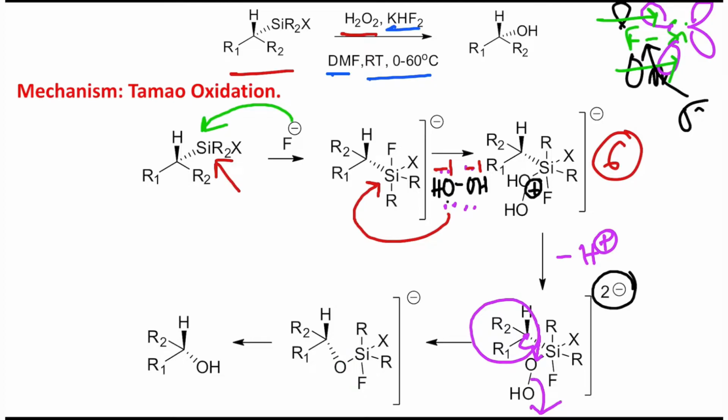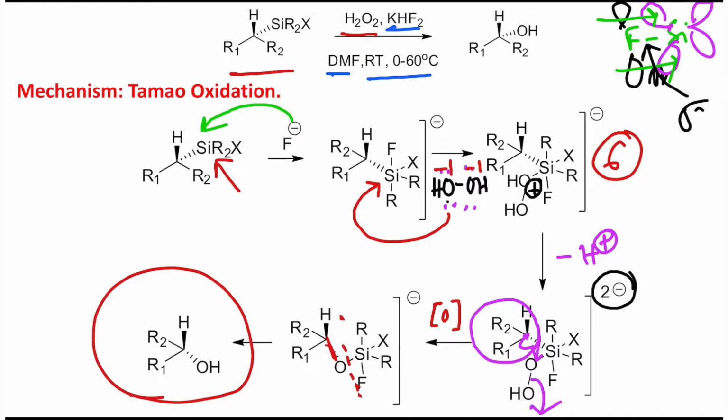And students, whenever you draw any migration, please try to keep everything as it is and only change which bond is broken and which bond is made. In this way you can reduce the chances of mistakes. Now, here the oxidation happens, meaning the carbon-silicon bond got oxidized into a carbon-oxygen bond. Okay, and later on hydrolysis will ultimately give this alcohol. So that was the target. So this is the overall mechanism for Tamao oxidation.